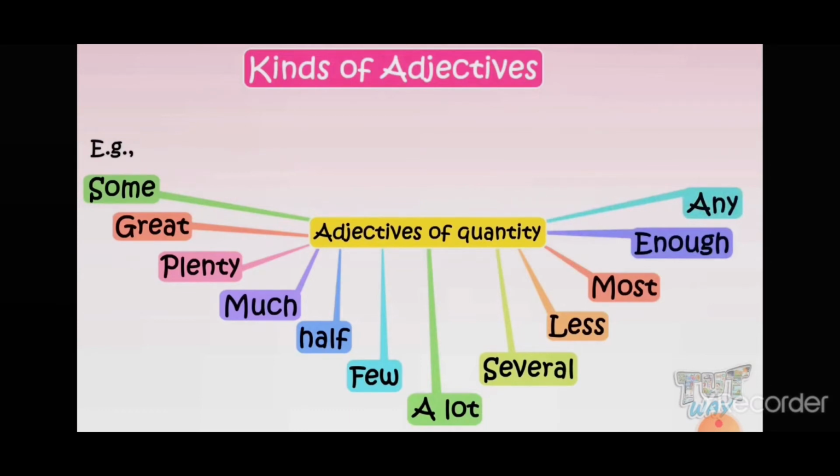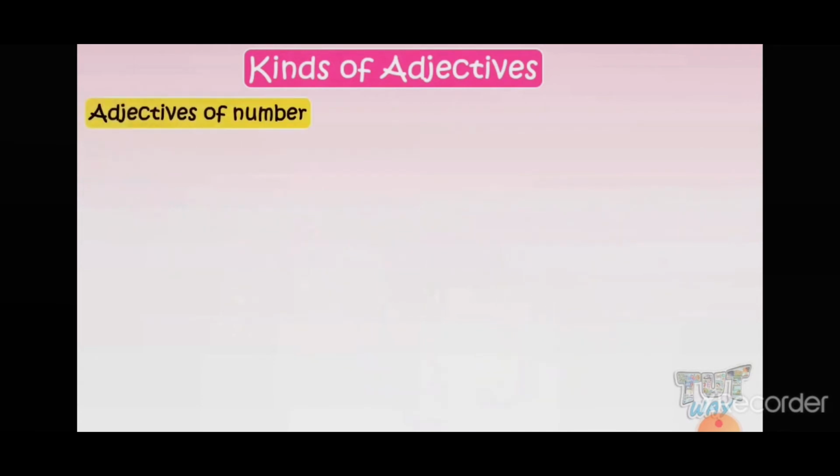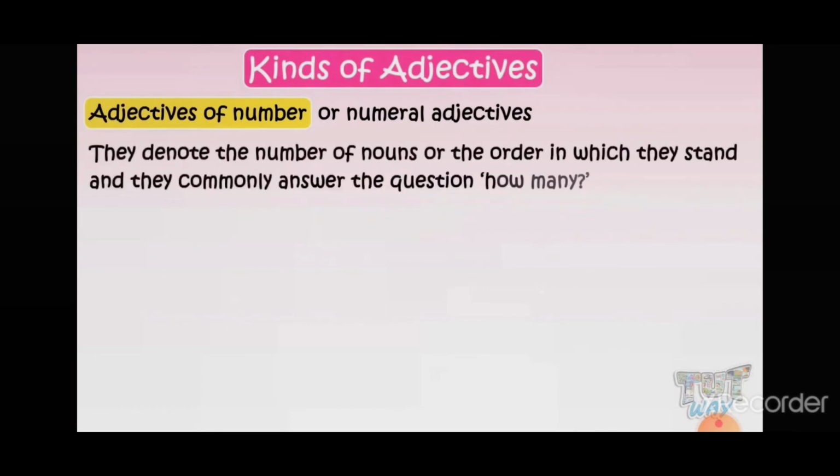Now let's learn another type of adjective, and it is adjectives of number or numeral adjectives. Numeral adjectives or adjectives of number denote the number of nouns or the order in which they stand, and they commonly answer the question, how many?